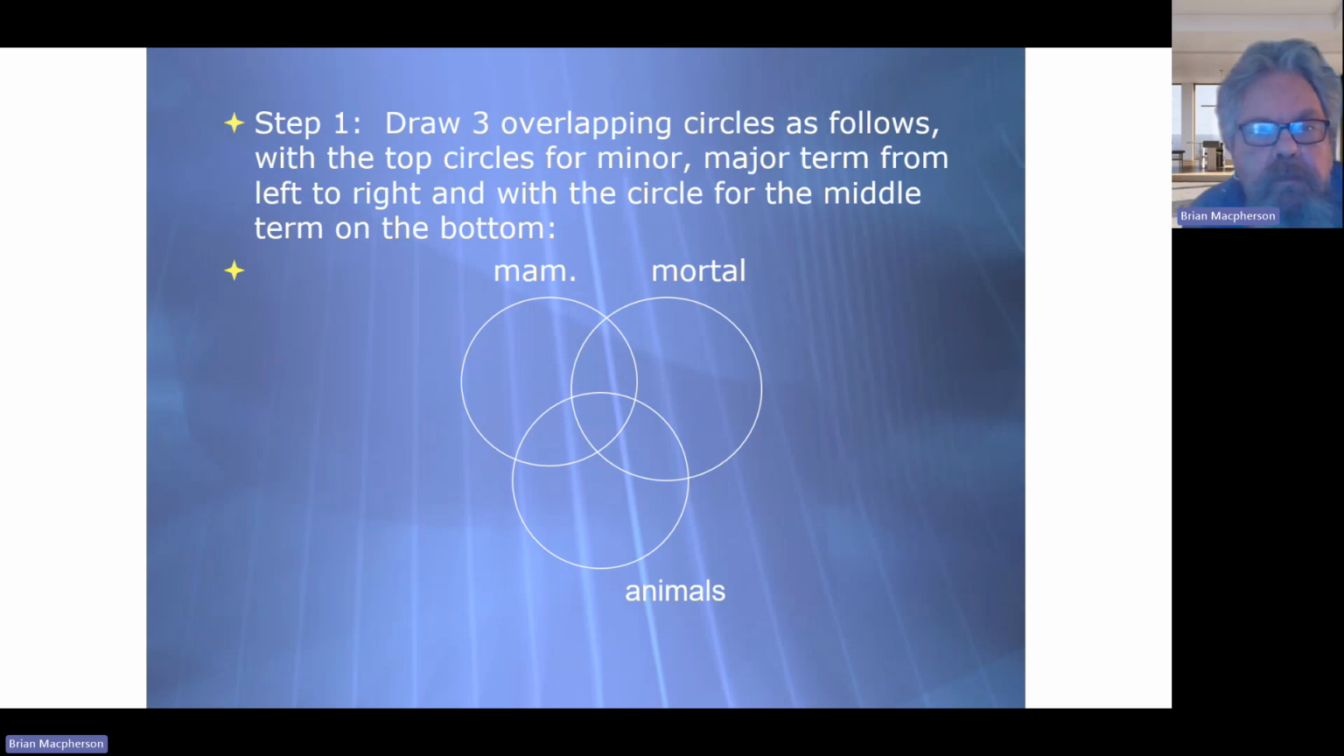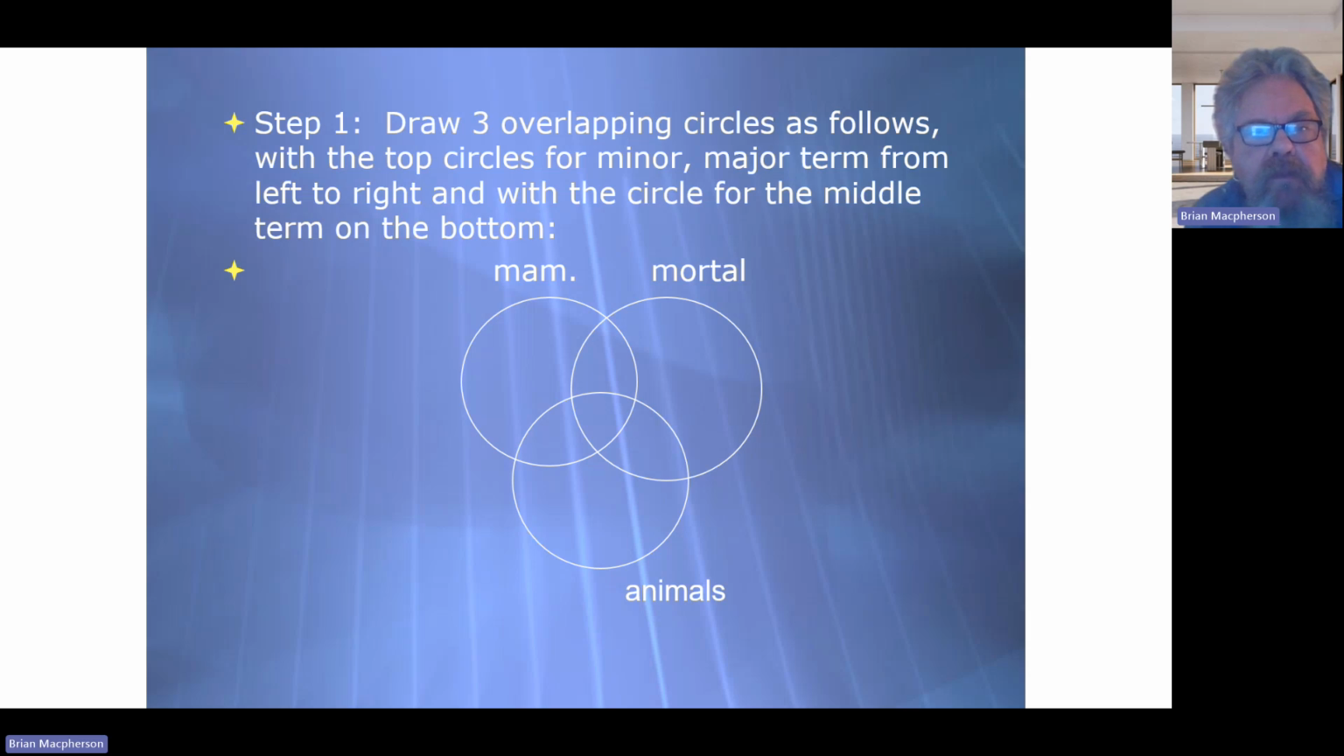Typically, customarily, you put the circle for animals on the bottom for the middle term, and you put the subject and predicate on the top, right? Again, it doesn't really matter where the circles go, but this is the customary way of doing it. And so now you have three overlapping circles. And now we're in a position to diagram in the two premises.